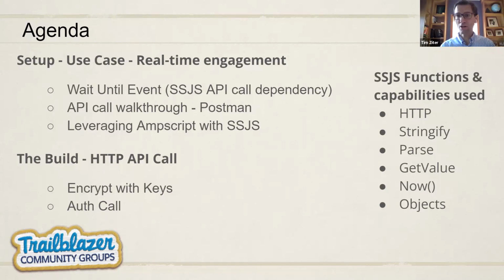Then we're going to be doing part one of the two parts for an API call. We're going to be doing an auth call to generate a token from a cloud page using SSJS, covering some of those key functionalities: HTTP, Stringify, Parse, GetValue, Now, and some of the more object-related functionality.